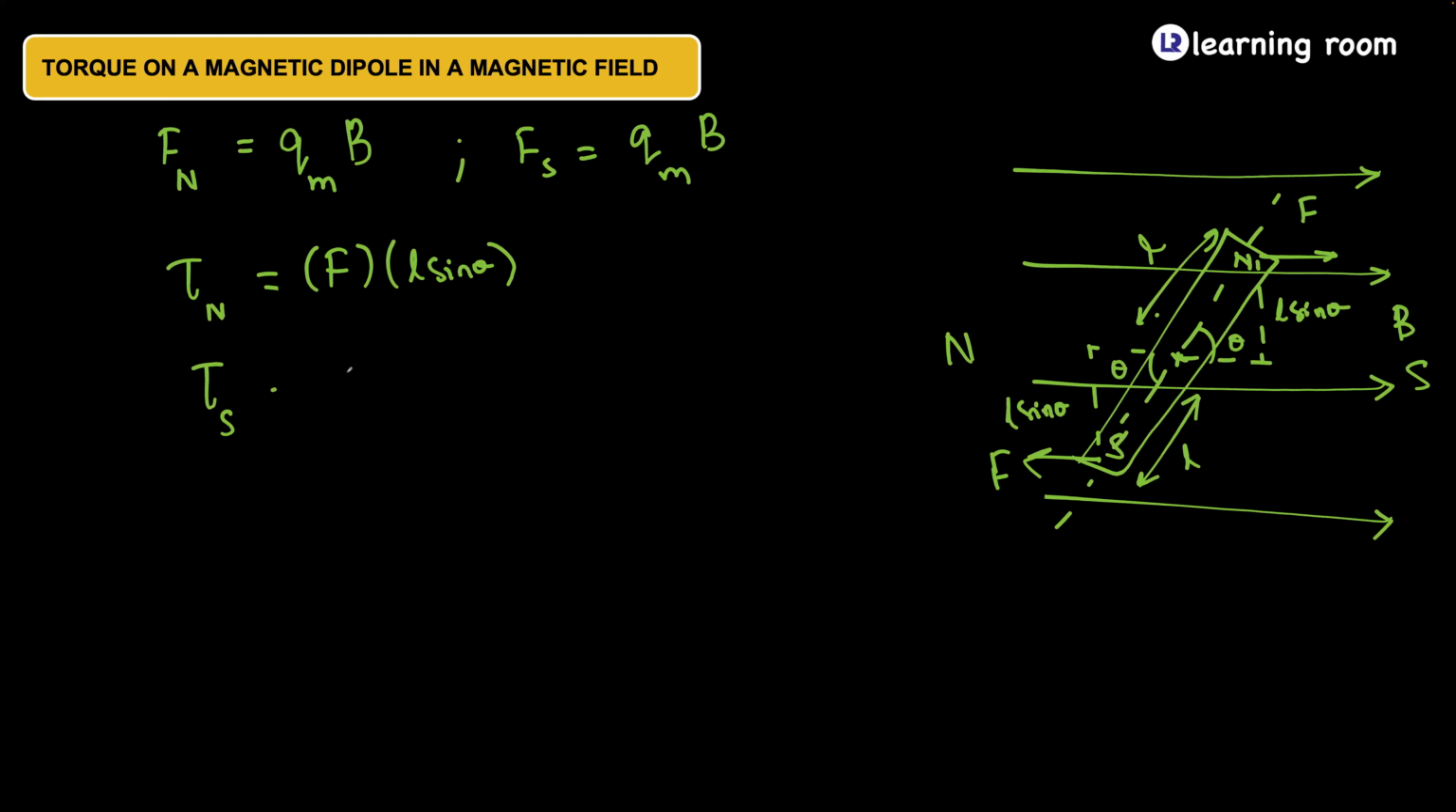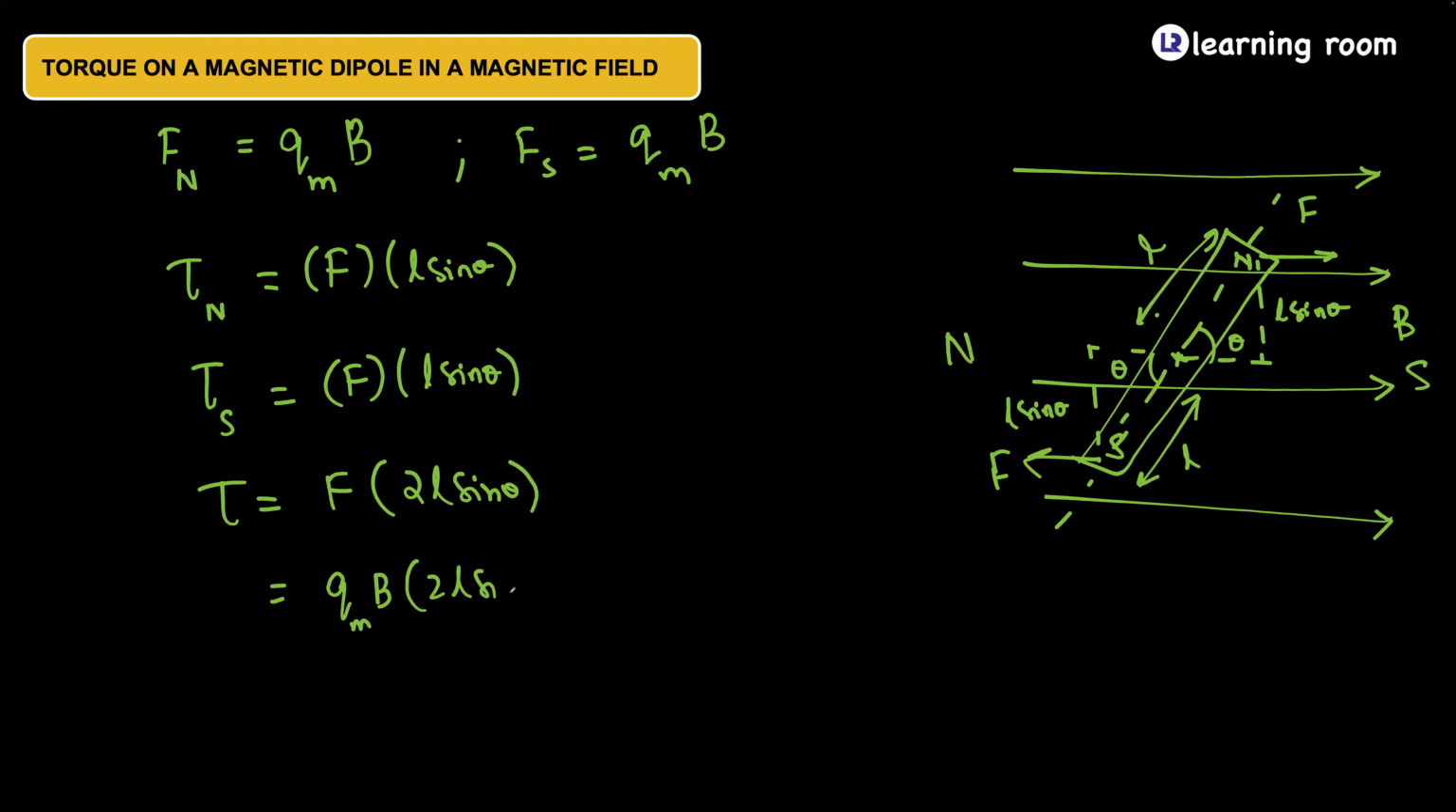Torque experienced by the south pole will be equal to force into L sine theta, but both the torques are going to be in the same direction, right? Both the torques will be in the same direction because this force is producing a clockwise rotation, and this force is also producing a clockwise rotation. They are in the same direction. So net torque is going to be equal to F into 2L sine theta, right? But what is the value of F? F is qm into B. So qm into B into 2L sine theta.